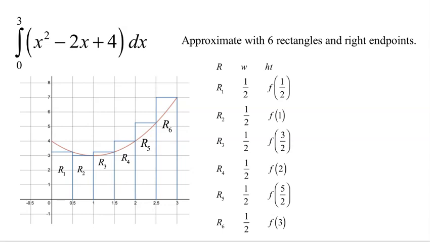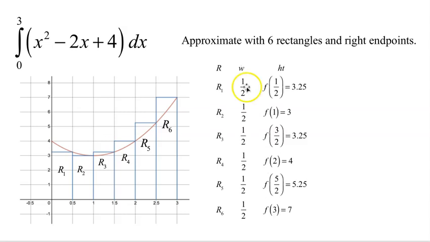So we have all of those heights. Now we need to find out what those heights are, so I've got to plug those into the function to see what we get. 1/2 squared is 1/4. 2 times 1/2 is 1. So 1/4 minus 1 plus 4. What does that give me? 3 1/4. 1 squared is 1, minus 2 times 1 is 2, 1 minus 2 plus 4 gives me 3, etc. So I have the heights for all 6 rectangles.